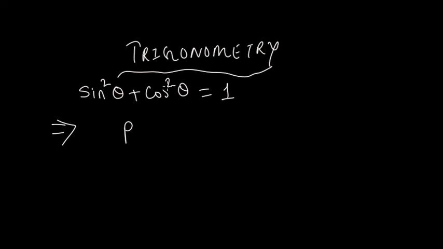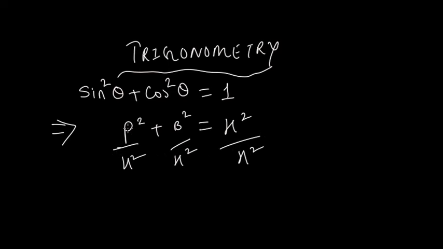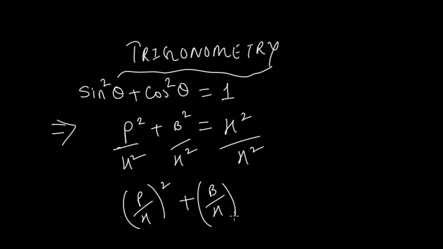Pythagoras theorem says the hypotenuse square is equal to the sum of the squares of the other two sides, which means perpendicular square plus base square, right? So on dividing both sides, left hand side and right hand side, by hypotenuse square, we get p by h whole square, right? So we can use it like this, right? b by h is this, and hypotenuse by hypotenuse is 1.